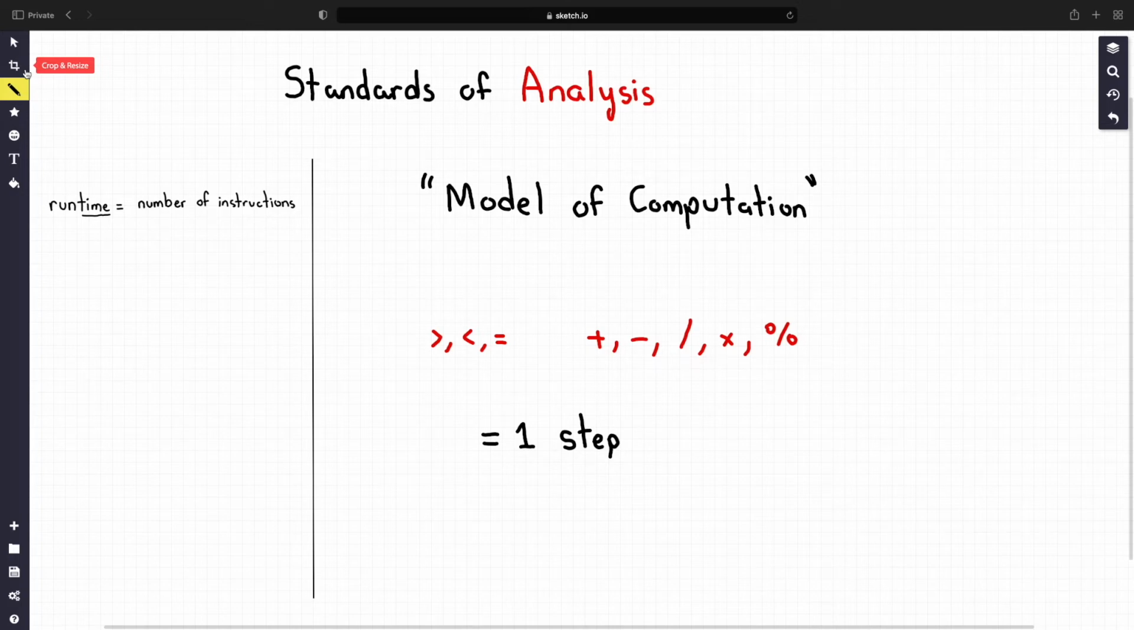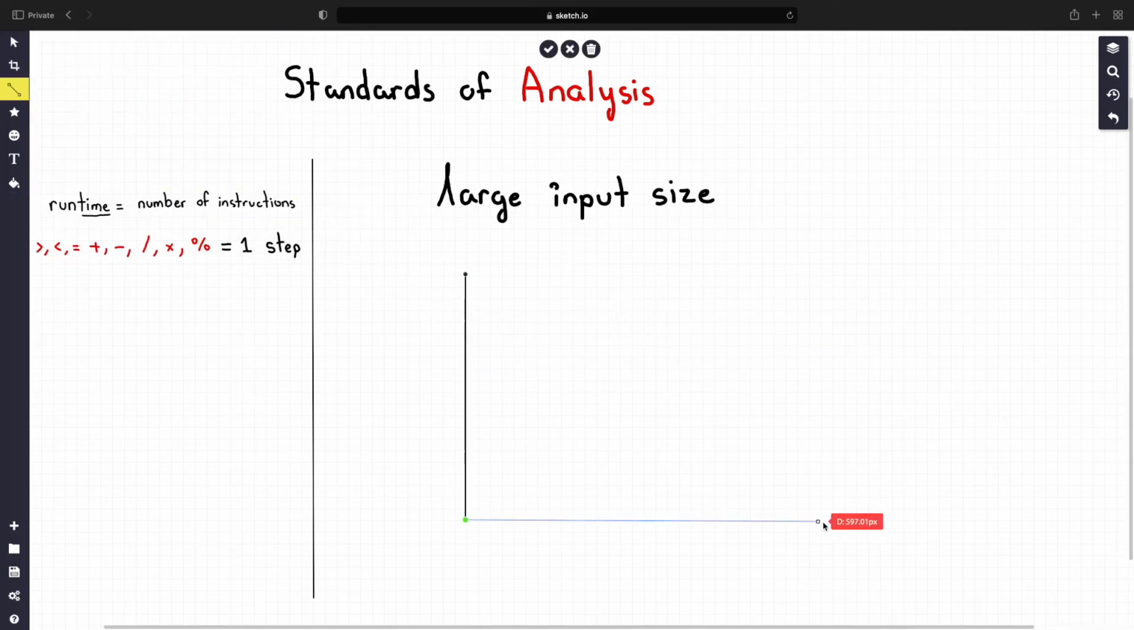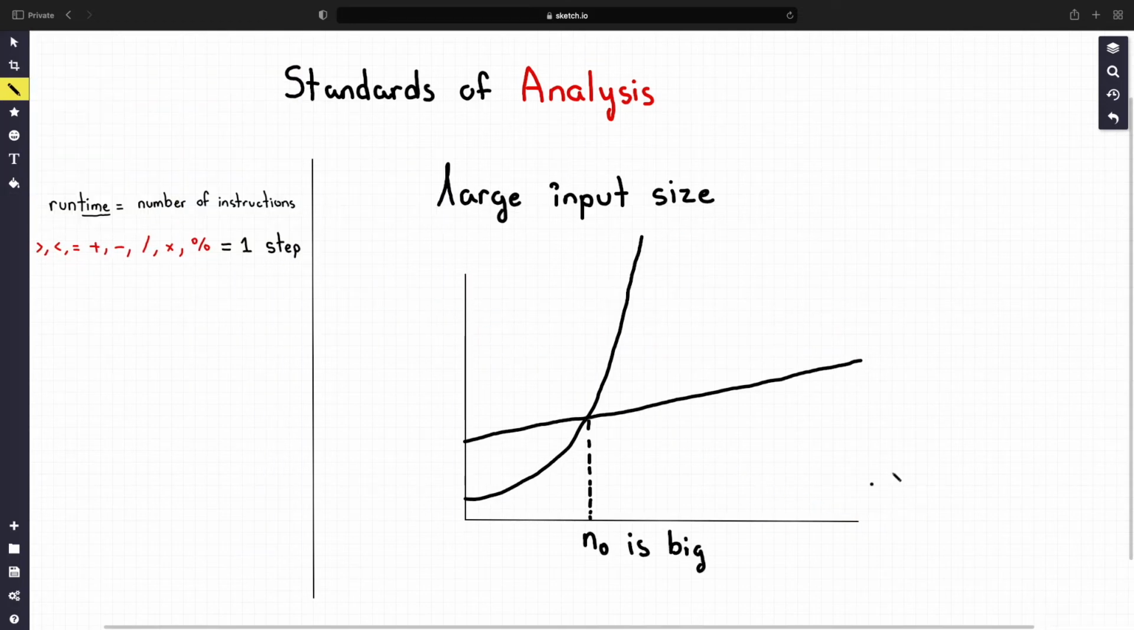The next standard I'd like to mention is that we're only dealing with large input sizes here. And the reason for that at a high level is because we really only want to pay attention to the interesting part of the function. And we really want to see what happens in sort of the worst case and when we really expose the differences between our functions.